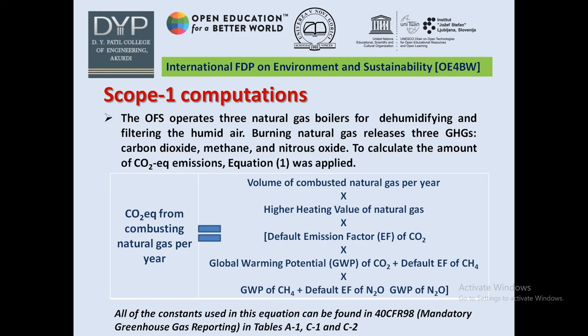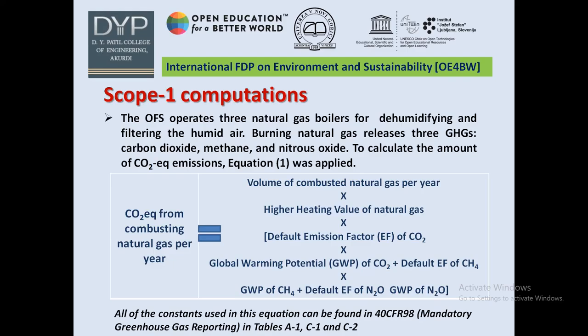Scope 1 computations. Now let's come to actually how we are going to calculate. Let's check the formula and equation first. The OFS operates 3 natural gas boilers for dehumidifying and filtering the humid air. Burning this natural gas releases 3 greenhouse gases, that is carbon dioxide, methane, nitrous oxide. To calculate the amount of CO2 equivalent emissions, equation 1 as given below is applied.